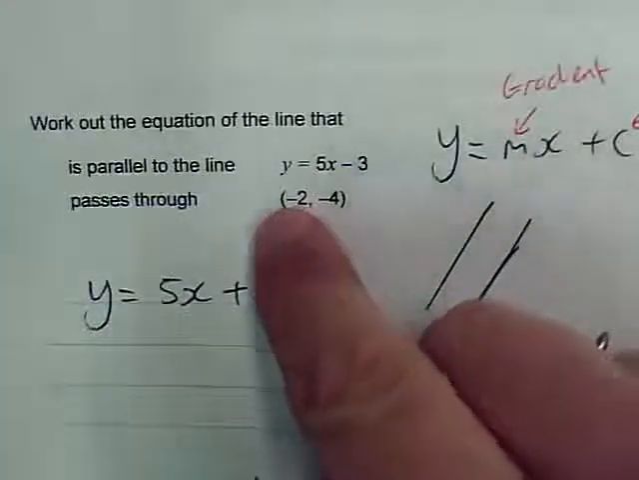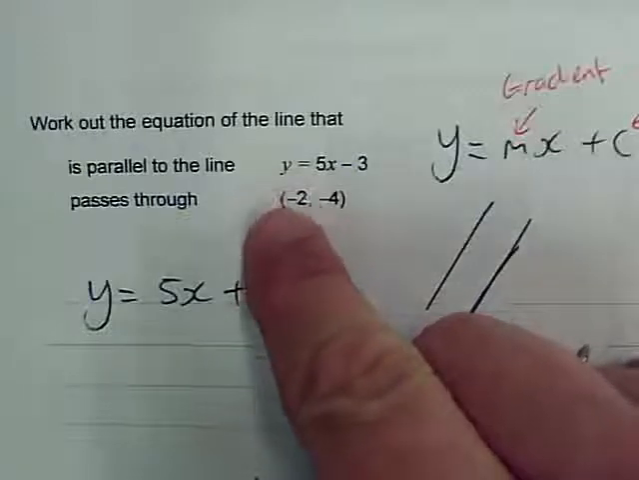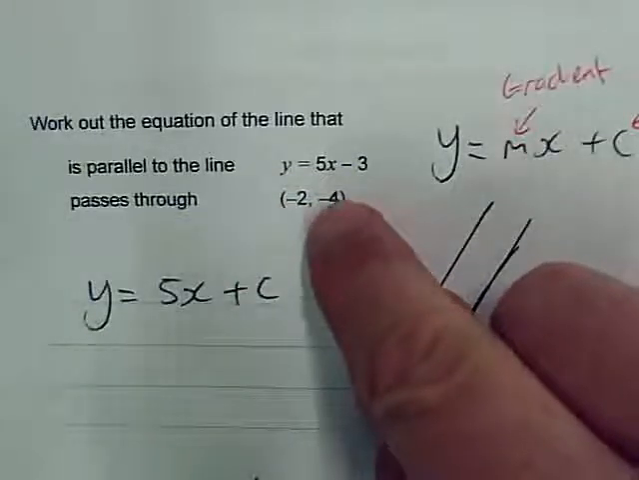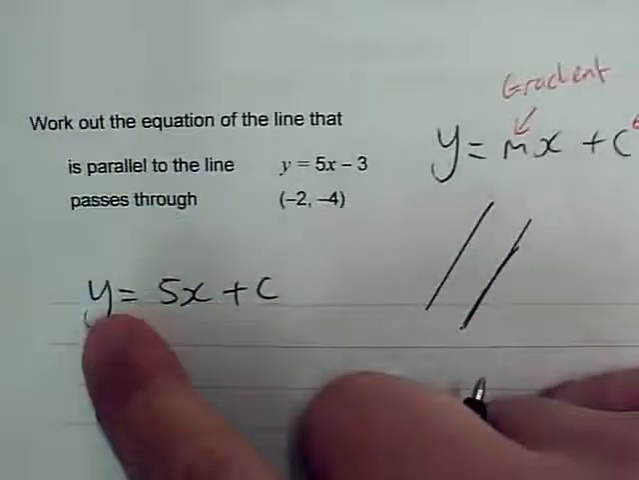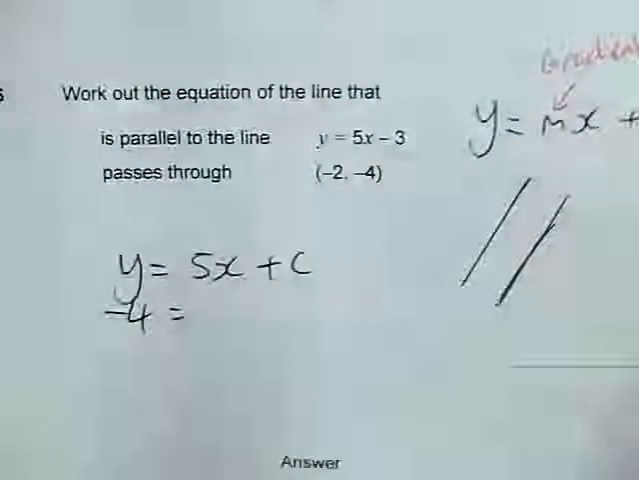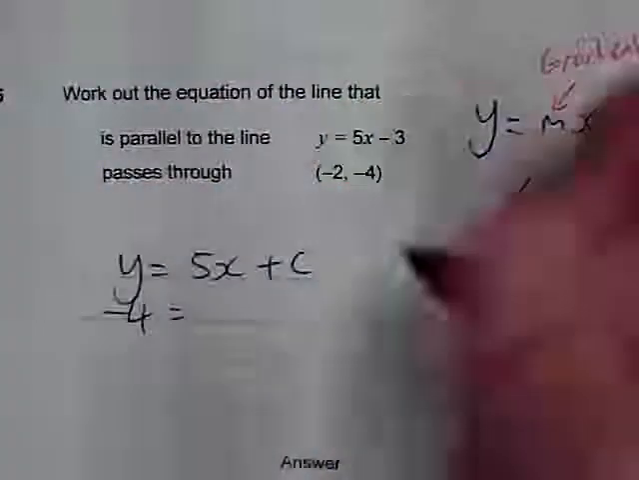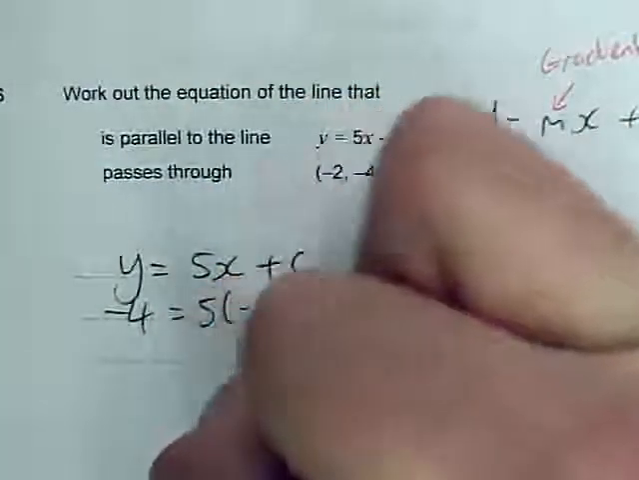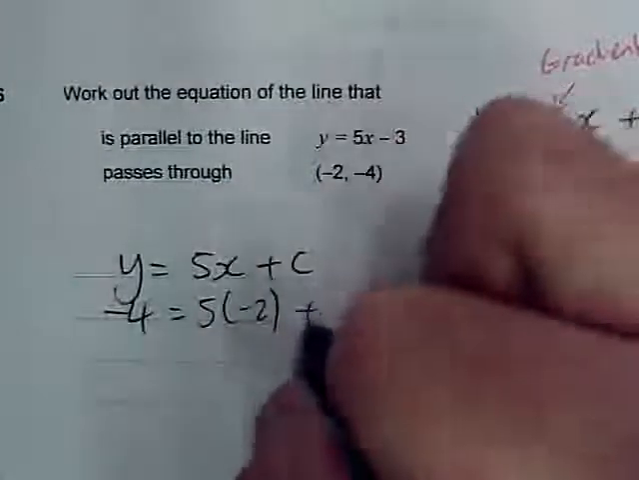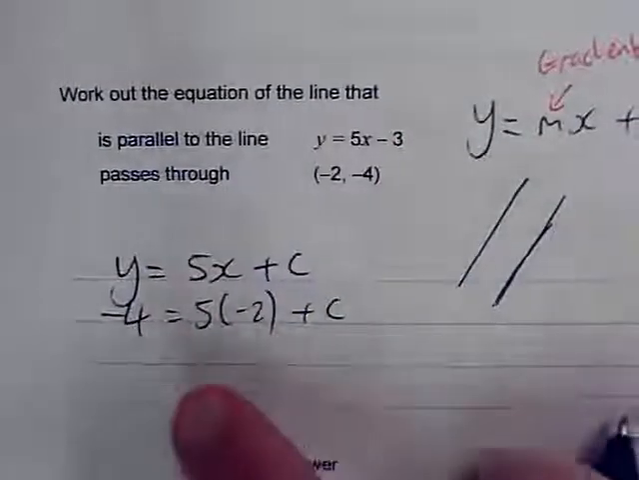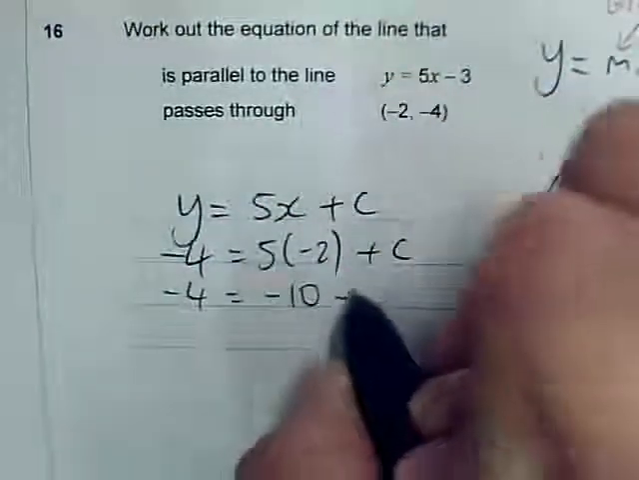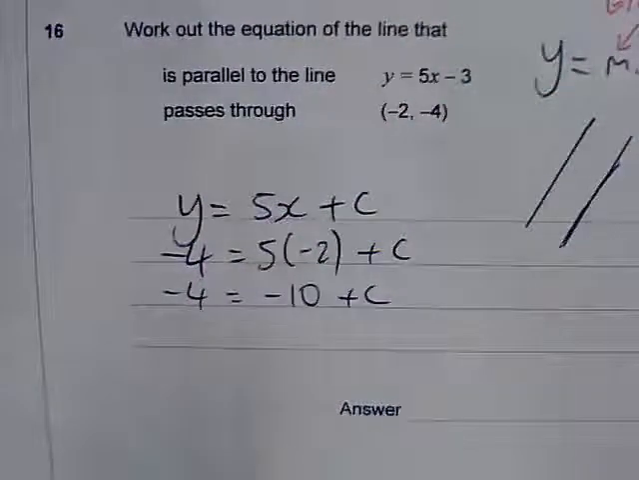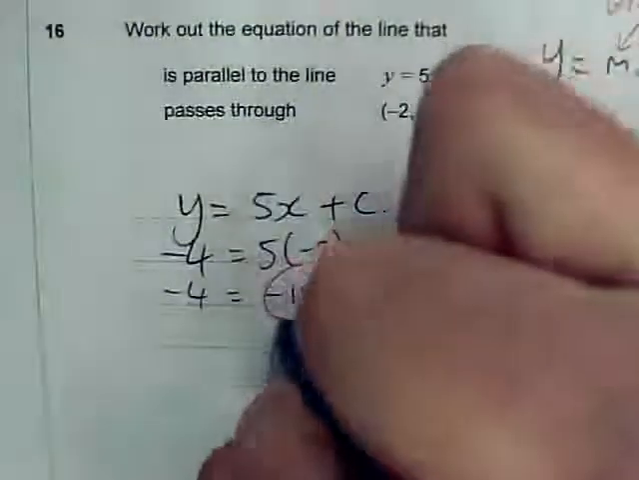So with the coordinate, I can see my x coordinate, the first number, is minus 2, and the y coordinate is minus 4. If I pop that into this, I can then work out what c is. So y, which is minus 4, equals 5 lots of x, so that's 5 lots of minus 2, plus c. If I work this out, I can say that minus 4 equals minus 10 plus c. I want to get c on its own.